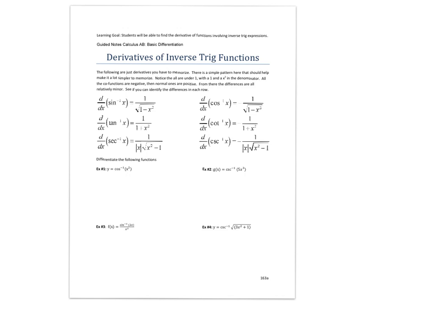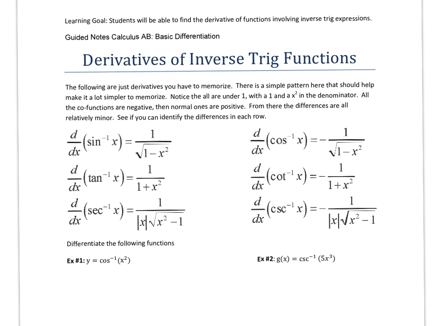Okay, so we're talking about the derivatives of inverse trig functions. This little paragraph here, I would maybe pause it and read it, but it's basically explaining the subtle differences in the patterns of these 6 derivatives. If you notice, again, the sine and the cosine, the tangent and the cotangent, the secant and the cosecant, the derivatives are very similar. The only difference, actually, is that all the cofunctions are negative.